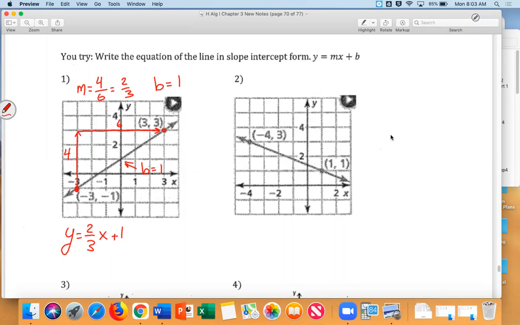Now, if you were unsure about counting the blocks, you could always take your two points, which were (-3, -1) and (3, 3), and label them x1, y1, x2, y2. Substitute them into your slope formula, which is 3 minus -1 over 3 minus -3. Two negatives make a positive, so you get 4/6, which reduces to 2/3.